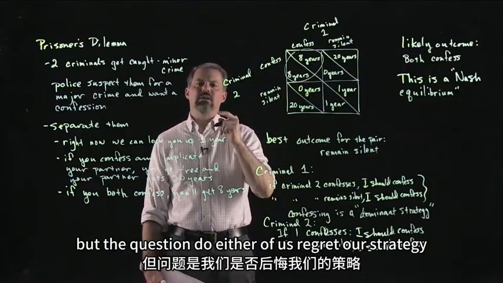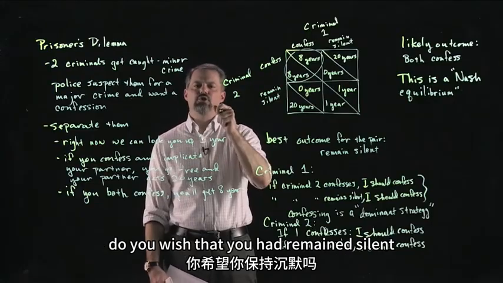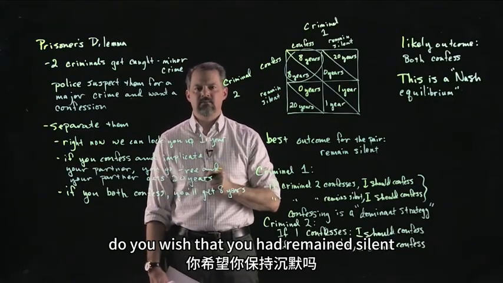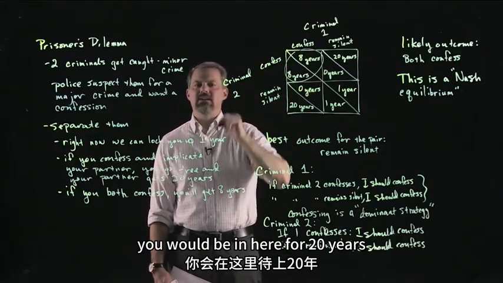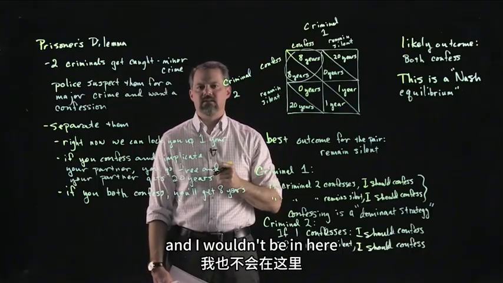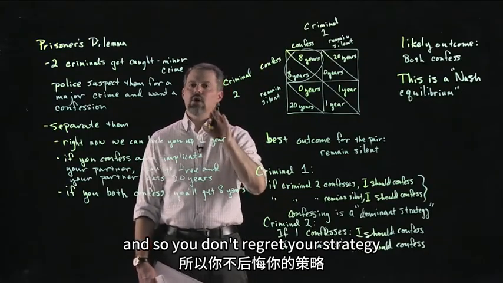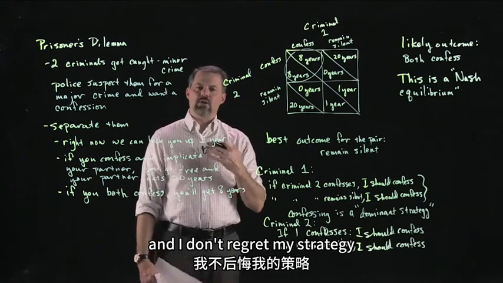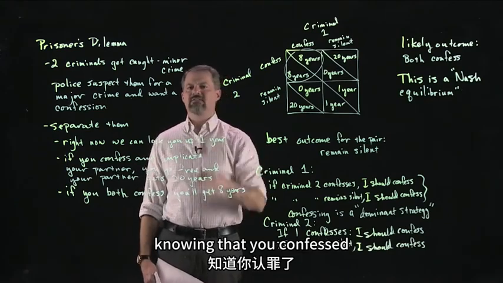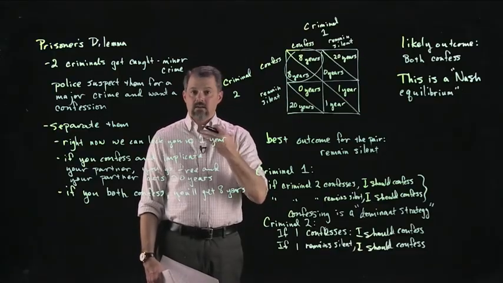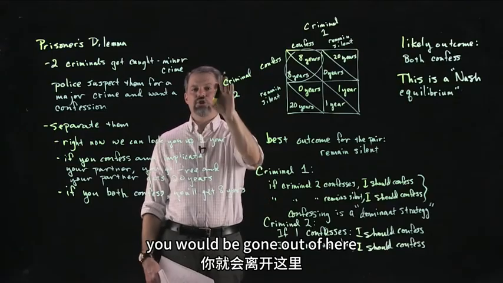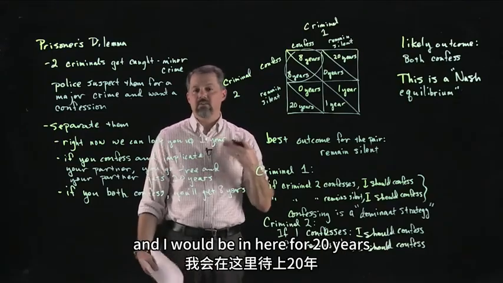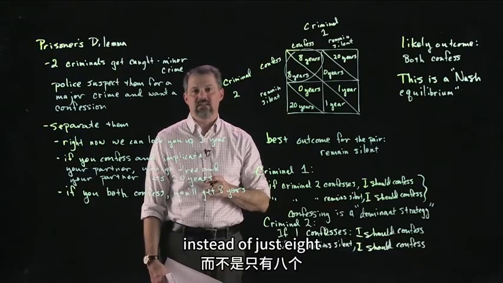But the question is, do either of us regret our strategy? Do you wish that you had remained silent? Because if I had confessed and you remained silent, you would be in here for 20 years and I wouldn't be in here. And so you don't regret your strategy and I don't regret my strategy. Knowing that you confessed, I'm glad I confessed, because if I would have remained silent, you would be gone out of here and I would be in here for 20 years instead of just 8.